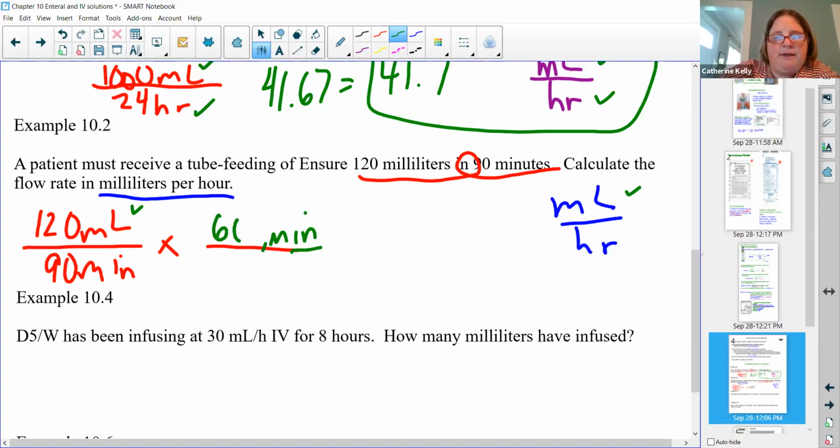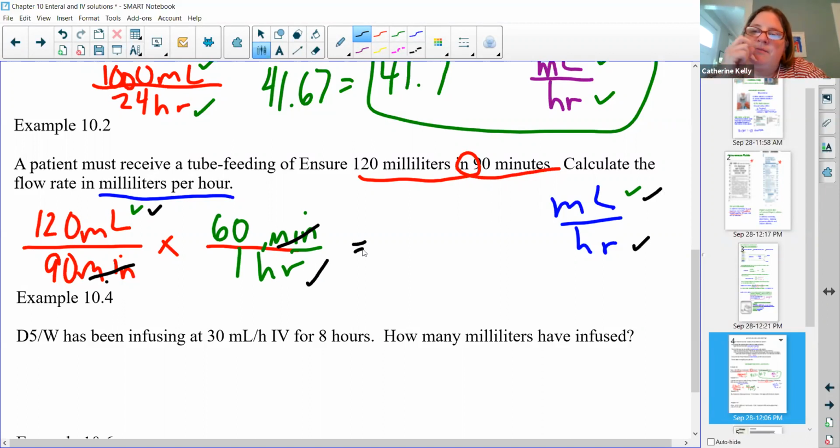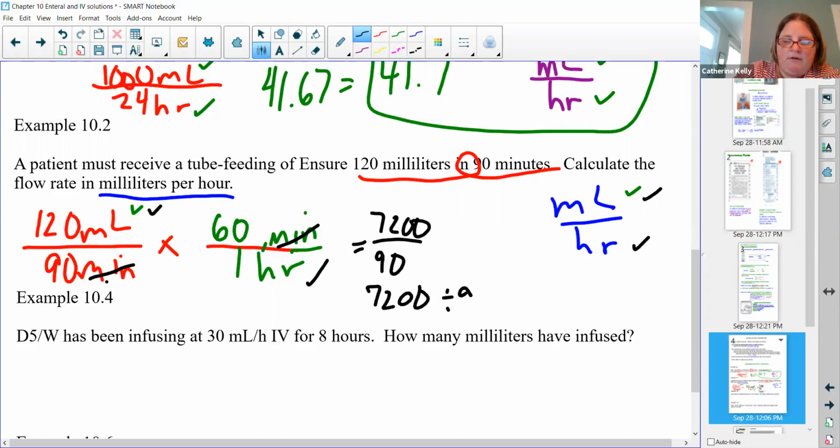And I know that there are 60 minutes in an hour. So when I cancel out my minutes, I cancel out minutes and minutes. And when I end, it'll say milliliters per hour. And I look and I need milliliters per hour, so I know I'm done. If I flipped the milliliters and minutes, then I wouldn't have canceled anything and I'd get some funky solution for my answer. So then I'm going to do 120 times 60 and get 7,200 and 90. So I'm going to do 7,200 divided by 90. And I would get 80, so it'll be 80 milliliters per hour.